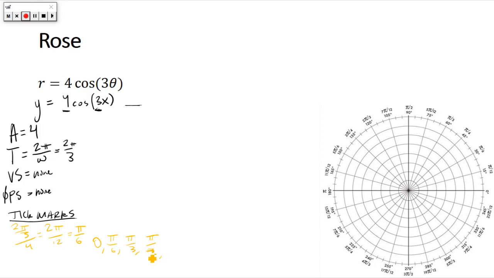And then the next one, if we add 1 more pi over 6, we get 4 pi over 6, which is 2 pi over 3. So those are going to be my tick marks. Let's graph this.